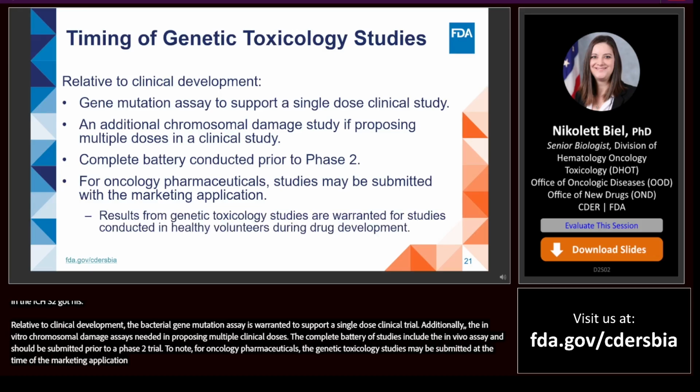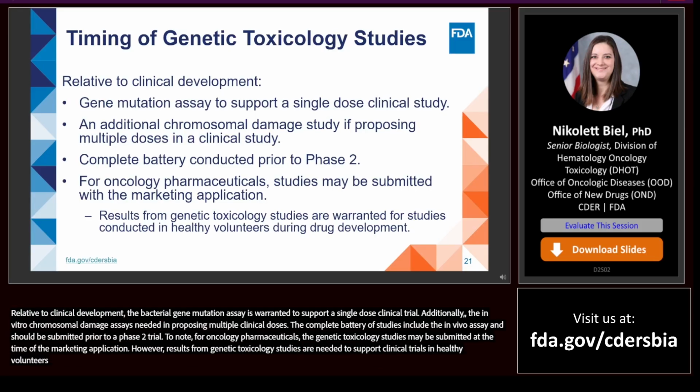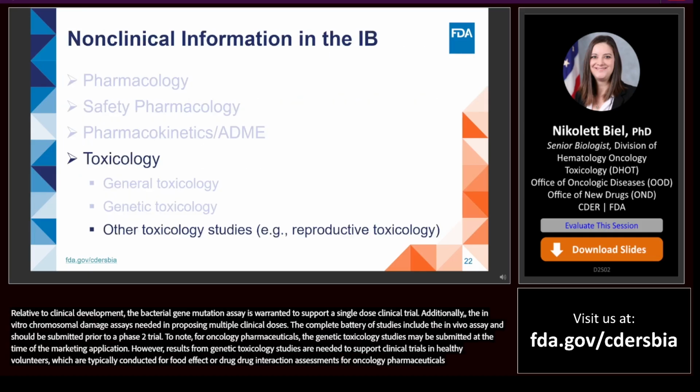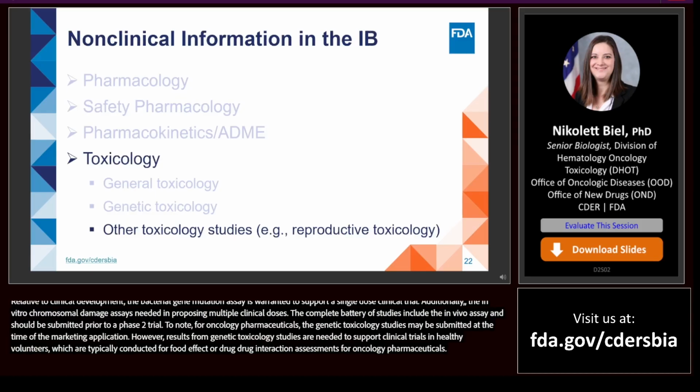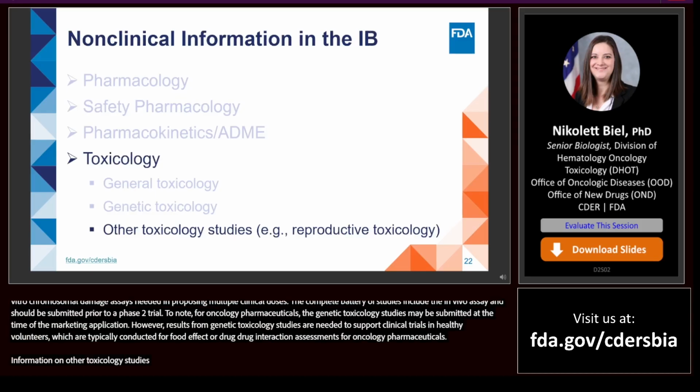However, results from genetic toxicology studies are needed to support clinical trials in healthy volunteers, which are typically conducted for food effect or drug-drug interaction assessments for oncology pharmaceuticals. Information on other toxicology studies in the IB include results from reproductive toxicology studies.